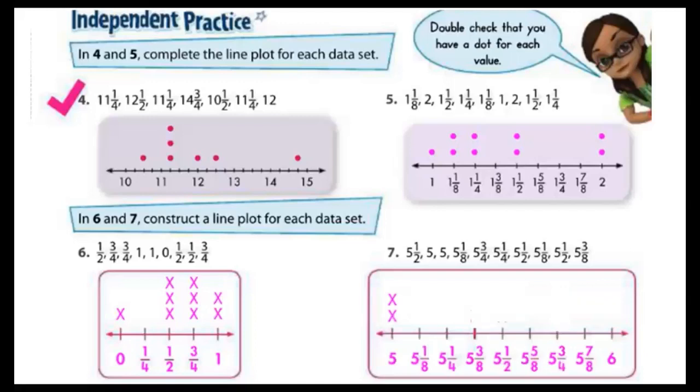Okay, now the second one will be 5 and 1 over 8. How many 5 and 1 over 8 are in the statement? Count them carefully. Yes, 5 and 1 over 8 is repeated 2 times. This is 1, and this is the second one. So I'm going to represent by 2x's over 5 and 1/8. Now the following value will be 5 and 1/4. It is repeated just 1 time, because I didn't find it elsewhere in the statement. So I'm going to draw just 1x over 5 and 1/4.